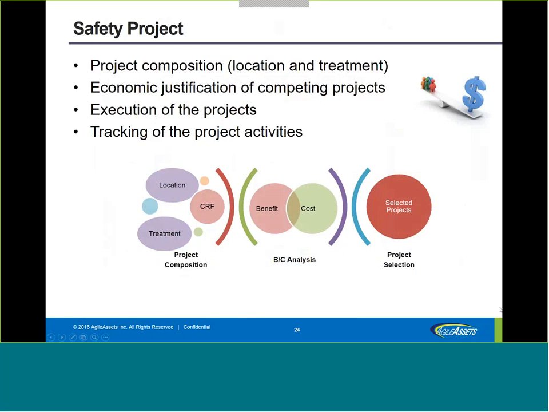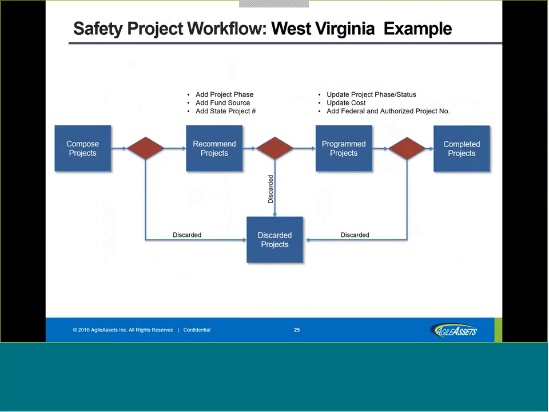The selection method of the project can be very complex, and this is some kind of workflow that we implemented for West Virginia and also for Montana, where we maintain different phases of the projects. Your safety project can be just a proposed project, you just compose your project, you do the benefit and cost analysis, then make a decision whether your project should go to the next phase, which is the recommended phase, or it should go to the discarded project box.